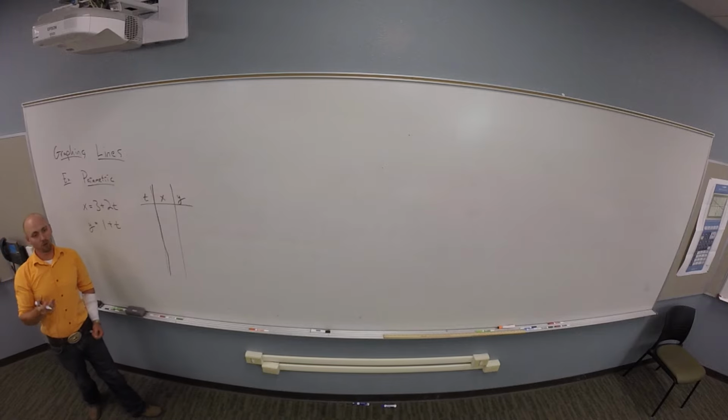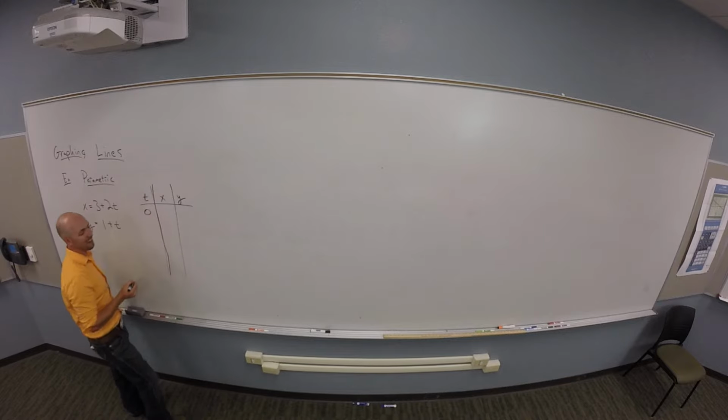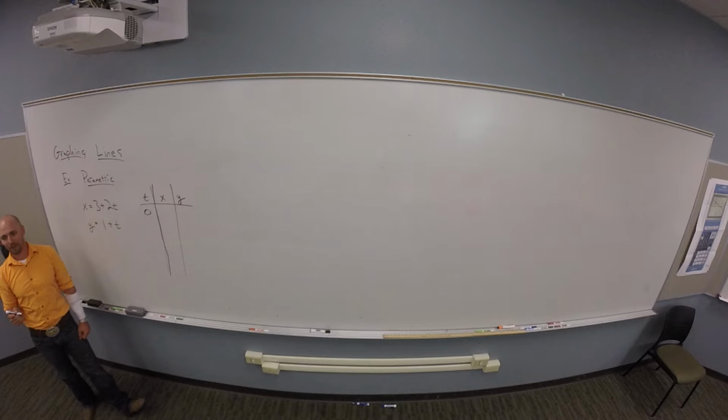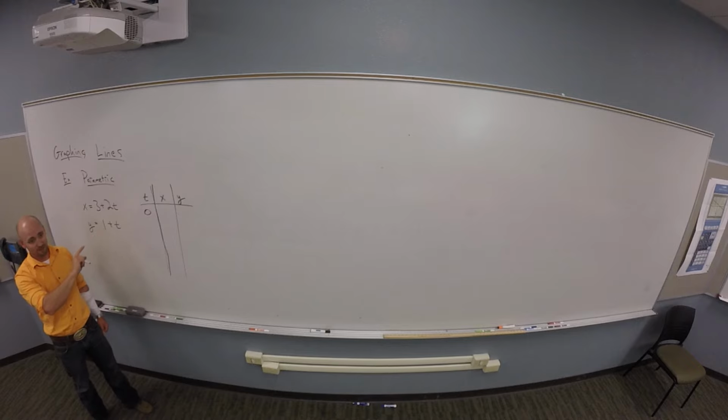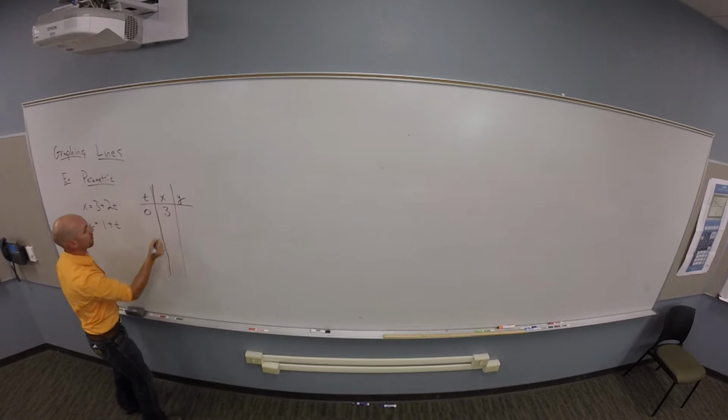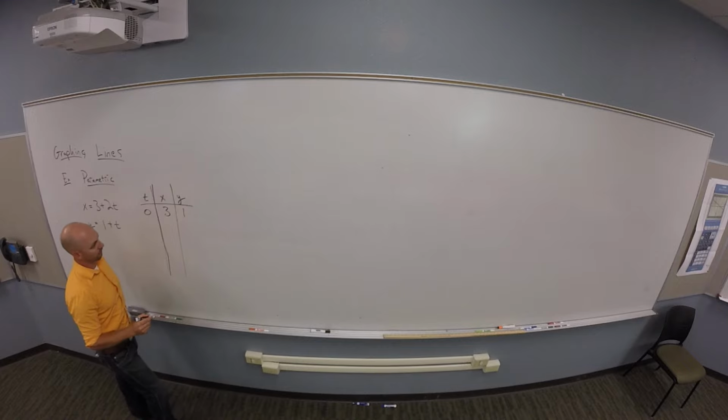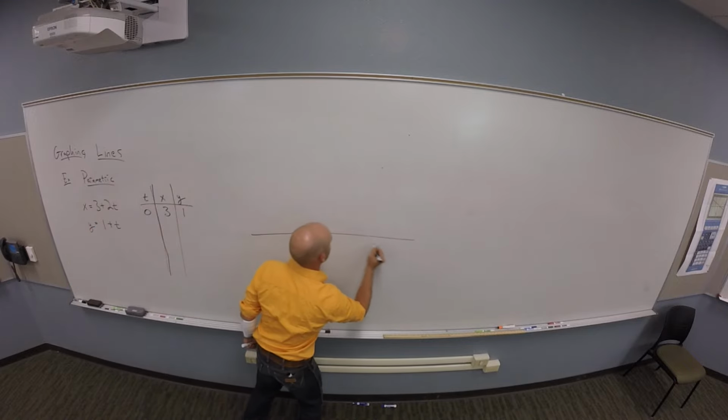So what's a good choice for an input for t? 0. Excellent. 0 is always an excellent choice for an input. Unless, of course, you're dividing by something. All right. 0 is usually a good thing to try first, at least. If t is 0, what's x? 3. And what's y? 1. Okay, so how the heck am I going to graph this business?